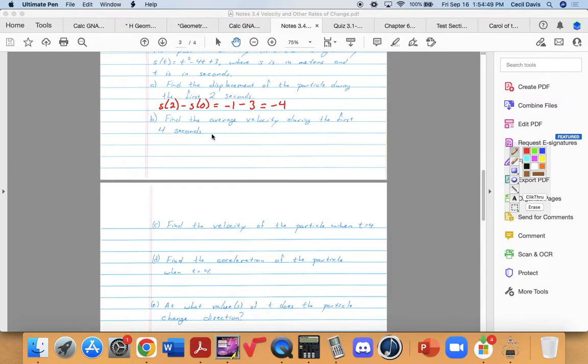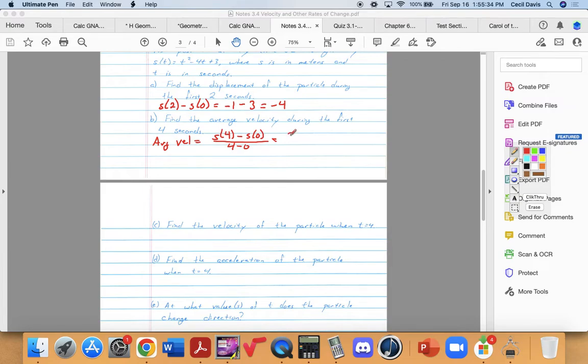Okay? Find the average velocity during the first 4 seconds. Okay, so the average velocity is going to be, well, how much did the position change over how much time has elapsed? Just like you went 100 miles in 2 hours, you averaged 50 miles an hour. So this is going to be s at 4 minus s at 0 over 4 minus 0.